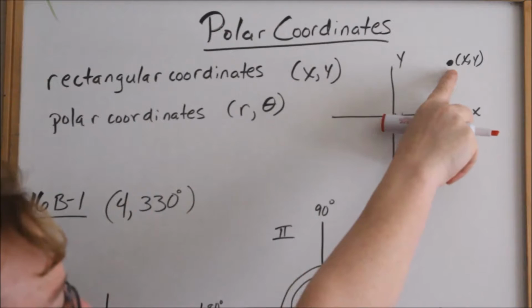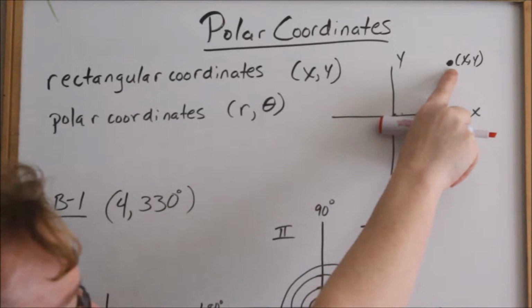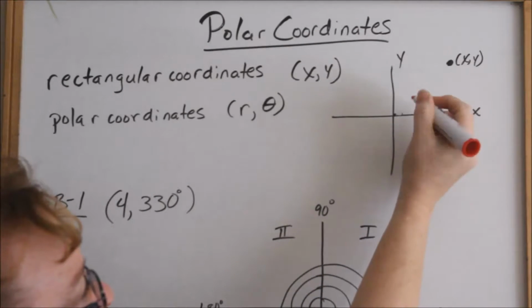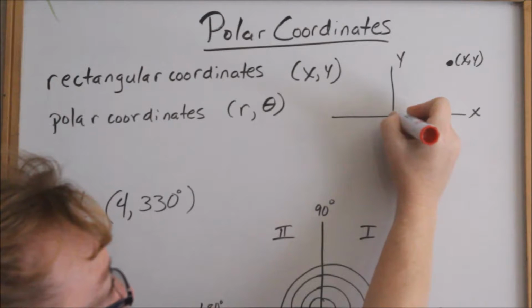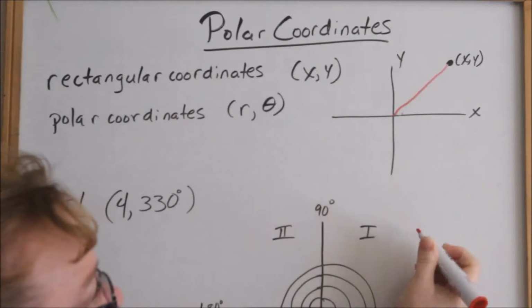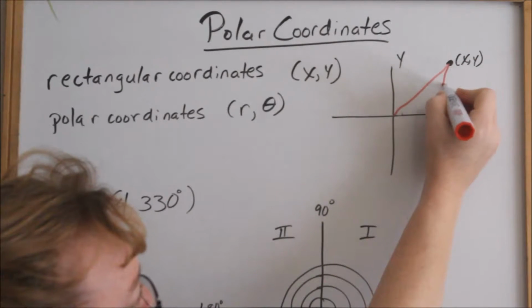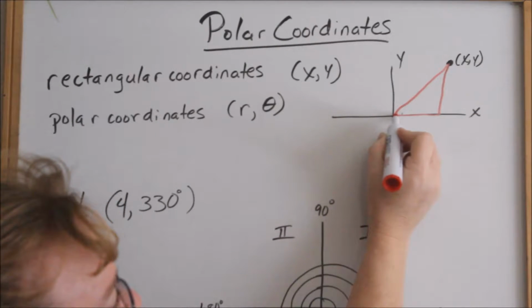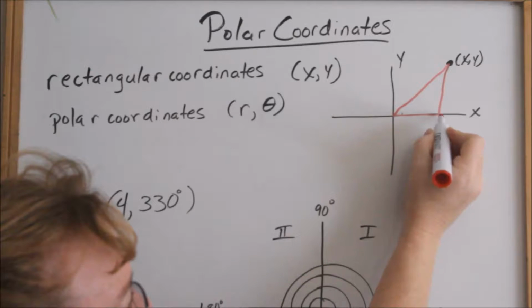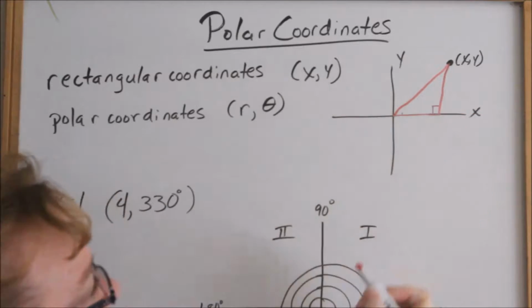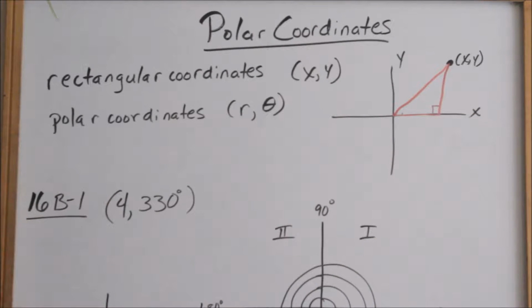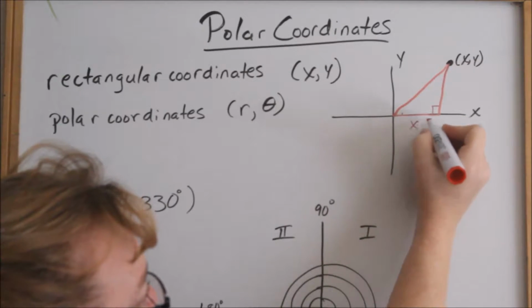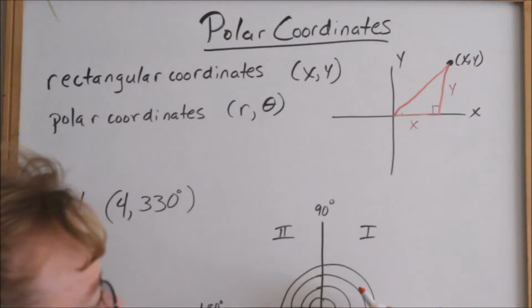Okay, let's take that we have this point here and it's got some xy coordinate. We can draw a line from the origin to that point. Okay, then we can draw a right triangle because we went over some from the origin. We went over some x distance and then up some y distance. That turns out to be a right triangle. That is your x distance, that is your y distance.